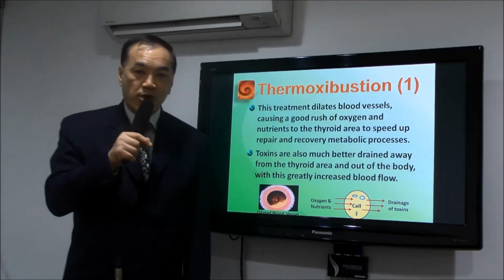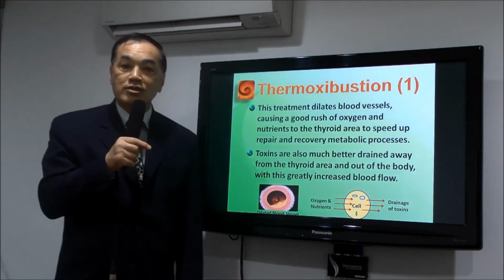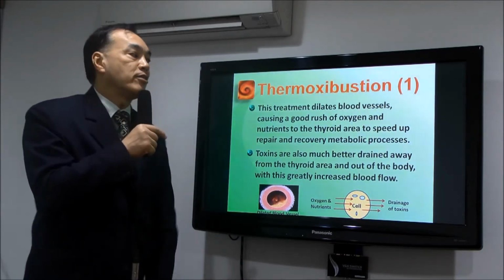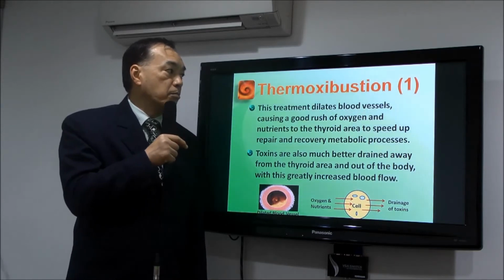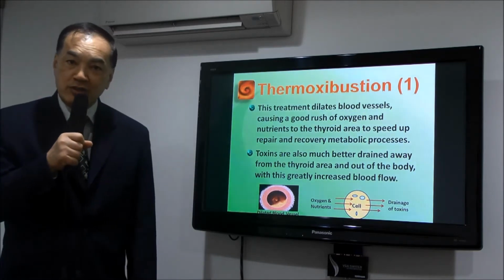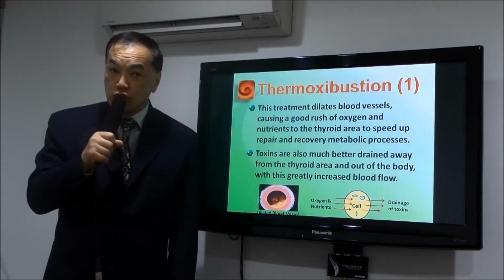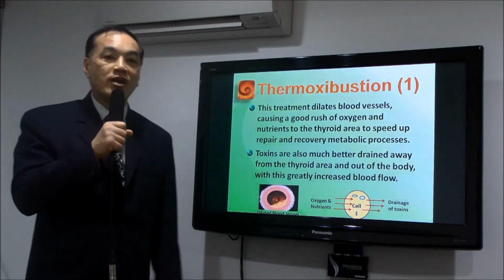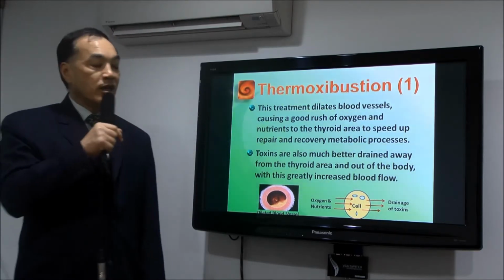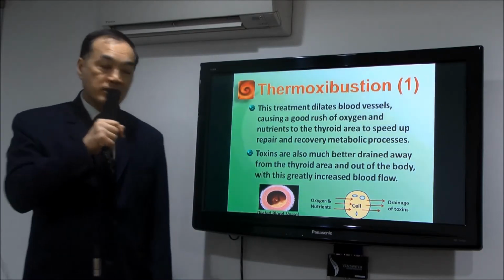Thermoxibustion is two treatments in one. Thermo means the heat treatment. This treatment dilates blood vessels, causing yet better blood flow to the area of the thyroid glandular cells. And the other one is moxibustion, which is a stimulation of the meridian points there. And that would ease any qi flow to that area. And if qi flow is already good, it will maintain very good qi flow, such that more energy can go to the glandular cells to perform the balancing acts of metabolism.